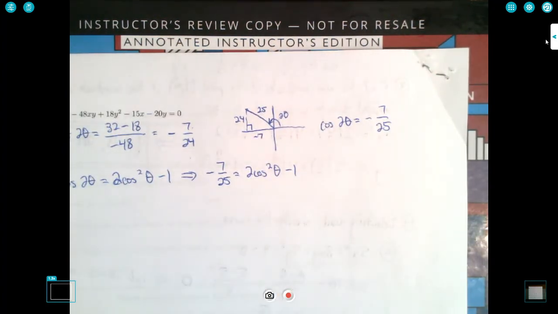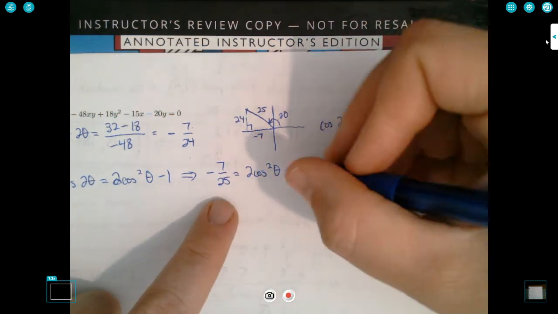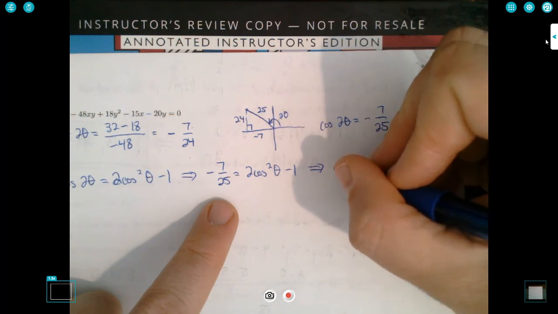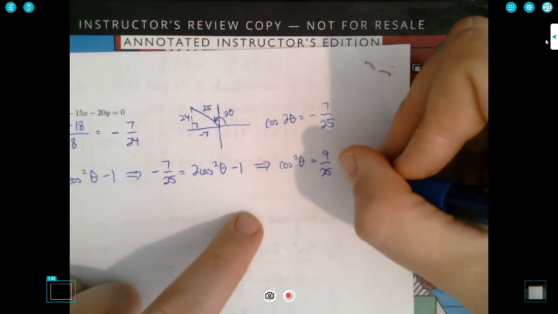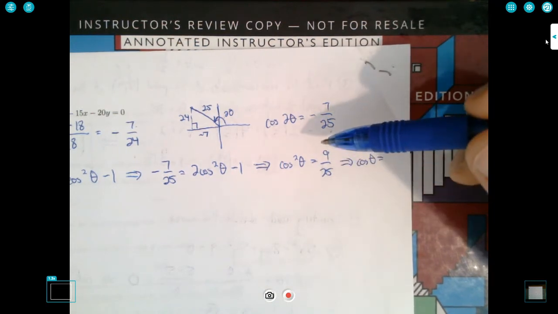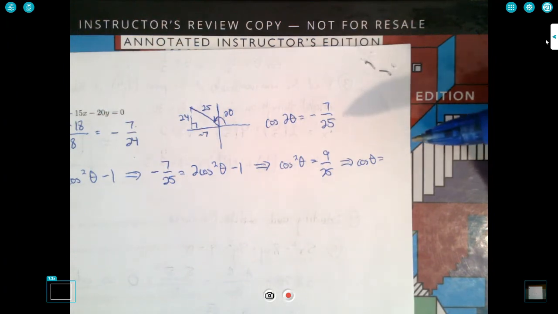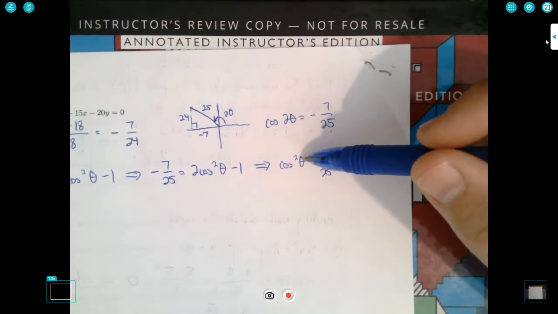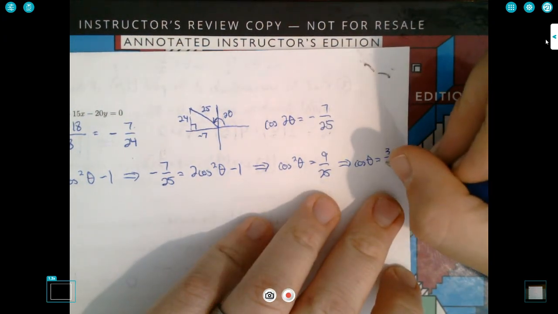If I add 1, negative 7/25 plus 1 is 18/25. And then if I divide by 2, 18 divided by 2 is 9. So I would get cosine squared theta equals 9/25. And then I would take the square root, and technically I should have that cosine theta is plus or minus 3/5. But I know that theta is acute. I know that theta is in quadrant 1. So cosine theta is positive. So cosine theta must be 3/5.